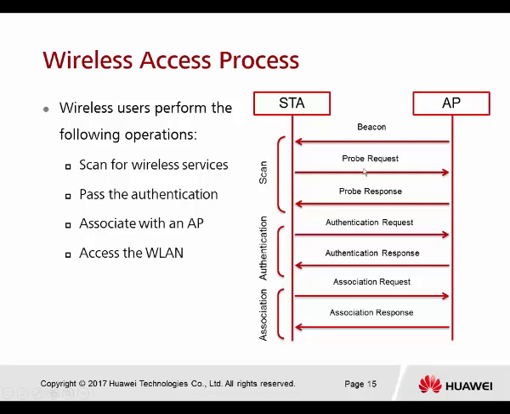Once we get the SSID, we can try to associate with the AP, but before associating, you have to complete the authentication. You have to give the username and password, depending on how the security profile is set up. Once authentication is passed, finally we can associate with the AP.